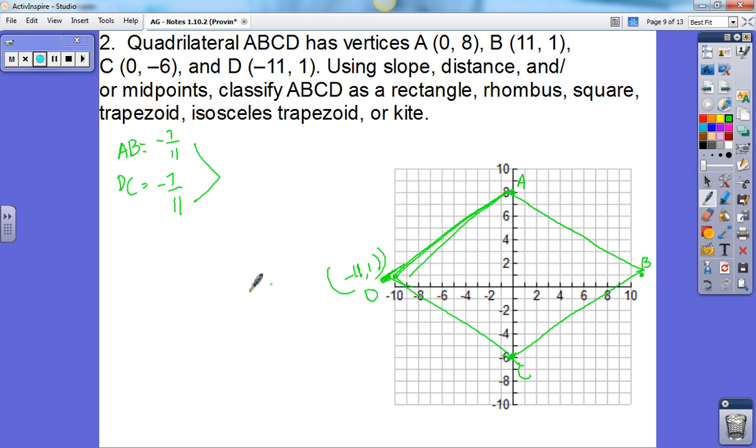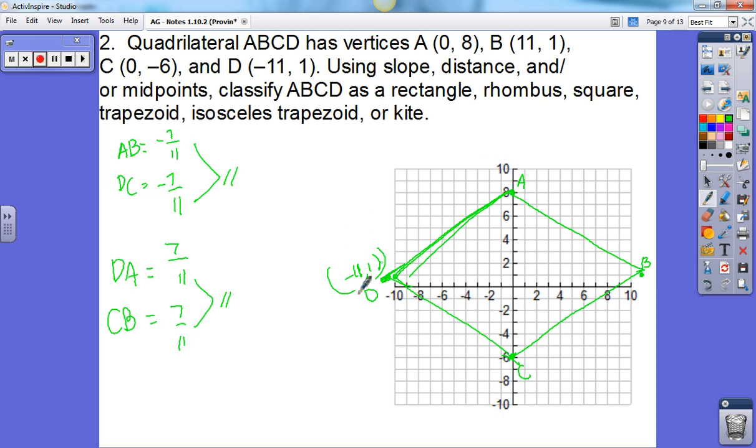Now let's look at DA and CB. DA, my rise is 7, my run is positive 11. And CB, my rise is 7, my run is positive 11. So again, this shows that these are parallel. Now when I look at consecutive sides, consecutive sides are not perpendicular, so we know it's not a square or a rectangle.